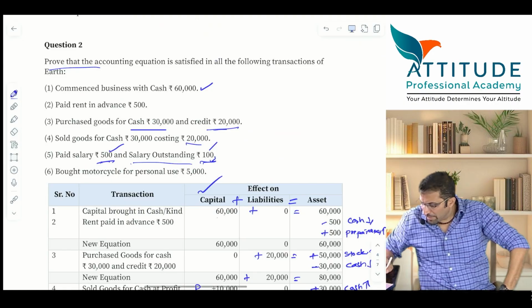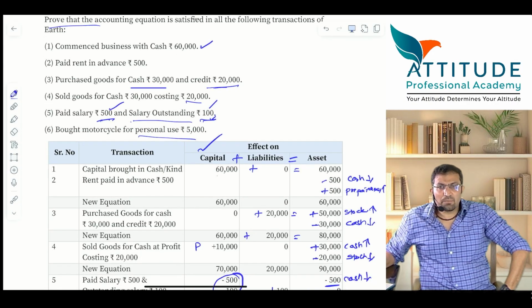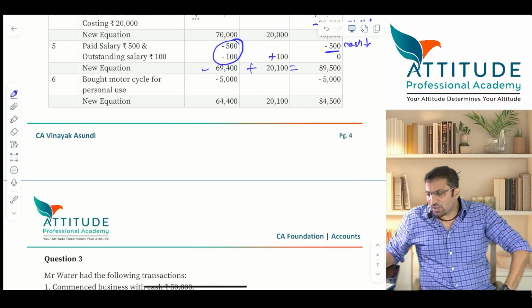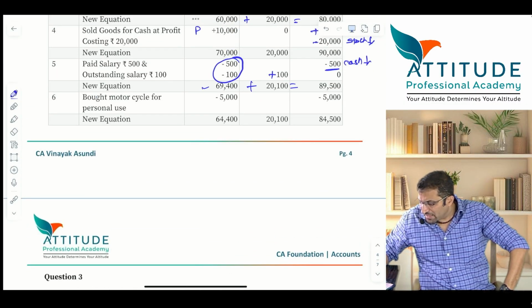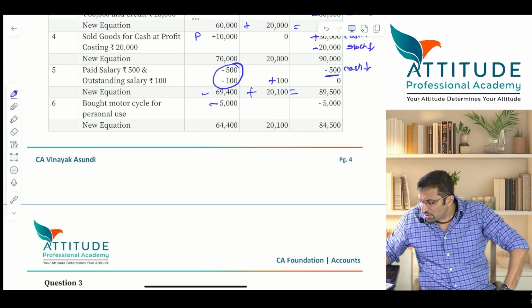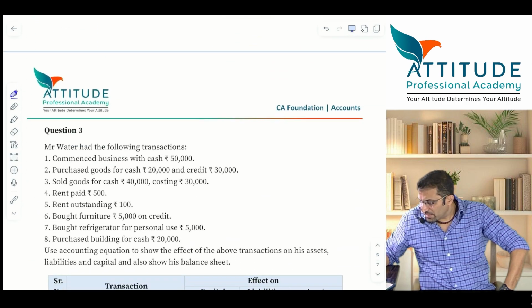Next, you tell me. Bought motorcycle for personal use, how much? 5,000. Personal use means drawings. More the drawings, lesser the capital. Capital will be minus, so minus 5,000. And cash also reduces, minus 5,000. So ultimately, the balance sheet also tallies: 64,400 plus 20,100 is equal to 84,500. Is that clear?